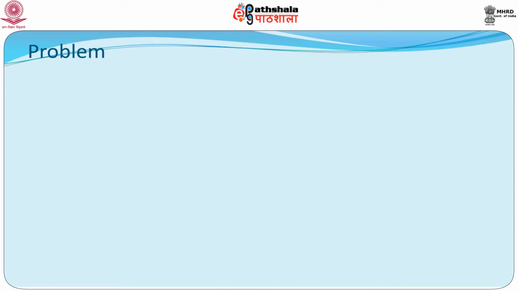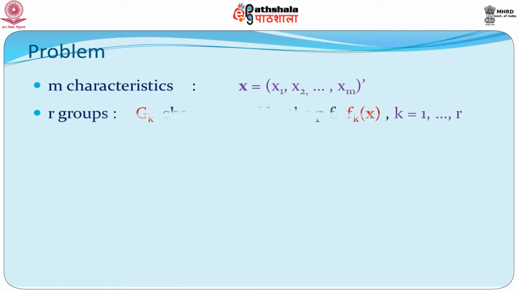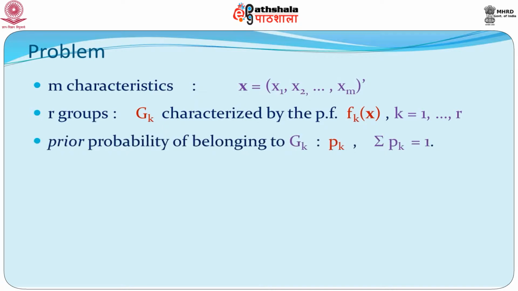So, let us look at the problem of classifying an individual when we have more than two classes. We have m characteristics of an individual given by the vector x, running from x1, x2 to xm. We assume that there are R groups. Of course, R is greater than 2, with 2 being a special case for R, and Gk is the kth group, which is characterized by the probability function fk(x). The prior probability of belonging to the kth group is pk, and of course, the summation of pk over all k would be equal to 1.